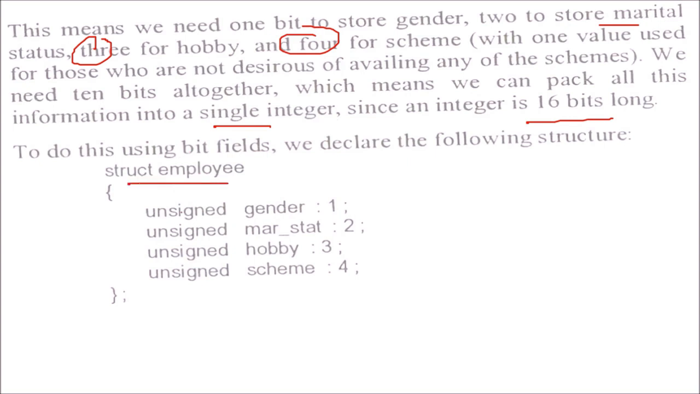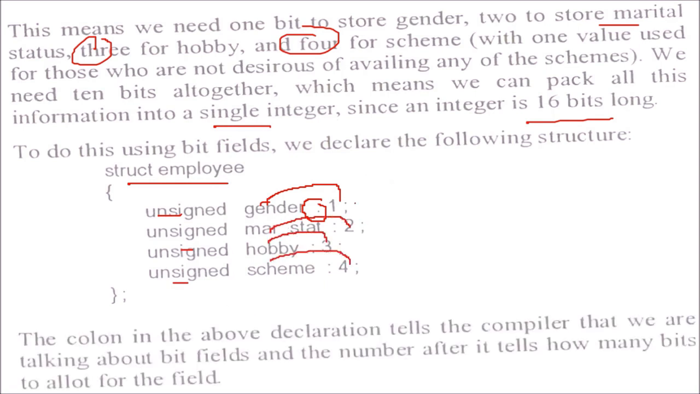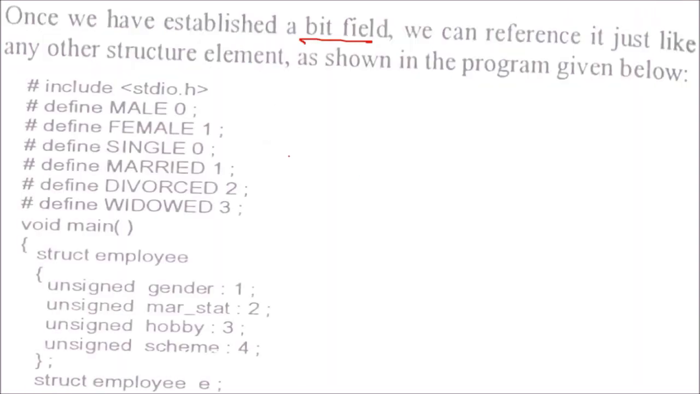This is a structure. This is whatever you are using. Now gender, this colon is very important. This colon is saying that gender is going to take 1 bit, marital status is going to take 2 bits, hobby is going to take 3 bits, and scheme is going to take 4. This colon in the declaration indicates to the compiler that we are talking about a bit field. This colon is, that is why, very important. And the number after this will tell how many bits to allot for the field. So we have established the bit field using the colon.